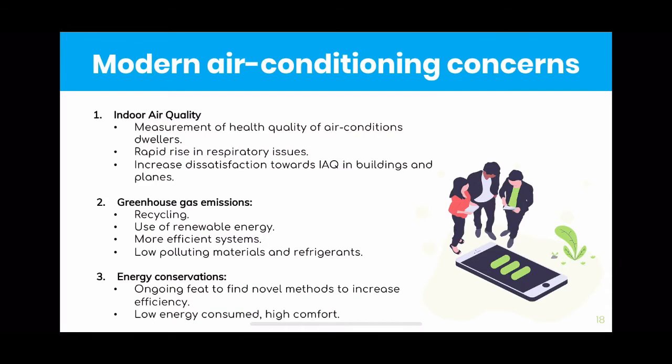Number two, greenhouse gas emission. Air conditioning is not that efficient for our nature. Not just that it releases harmful gases, it also uses a high amount of energy. As you know, naturally heat moves from a high temperature place to a low temperature place. But to bring heat from a low temperature place to outside the room, you need a high amount of energy to go against the second law of thermodynamics.